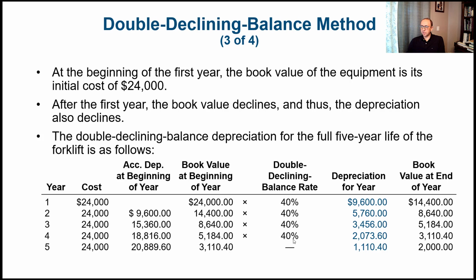Multiply by 40%, and that would be 2,073. Subtract 2,073 from the book value, either here or there, and that would give us 3,110.40.